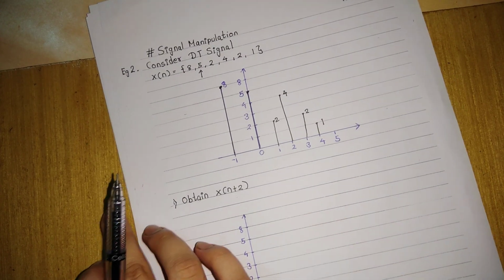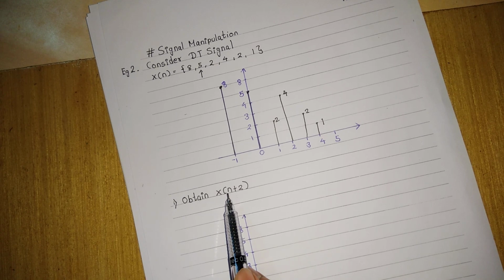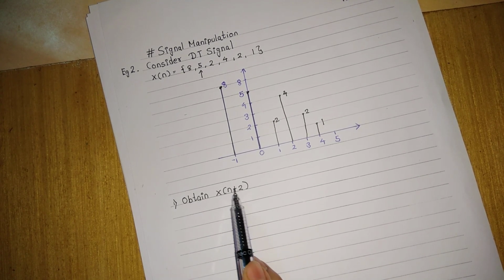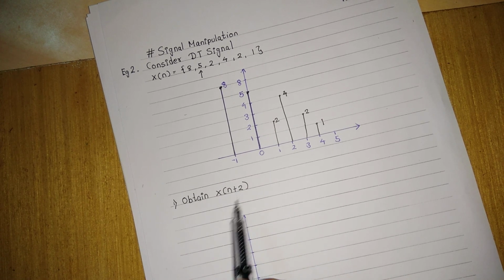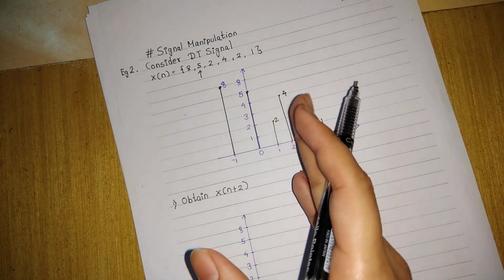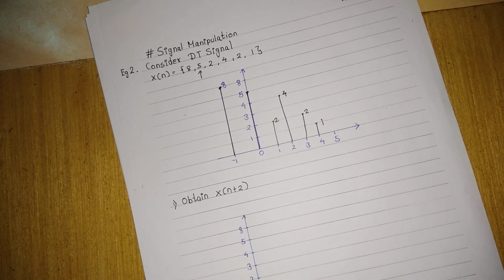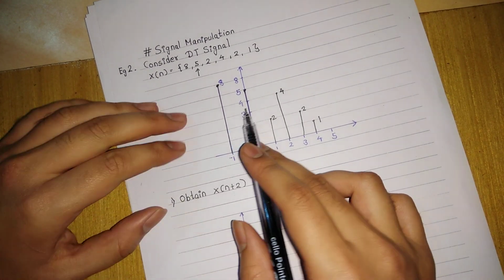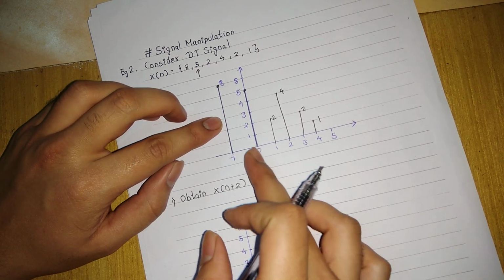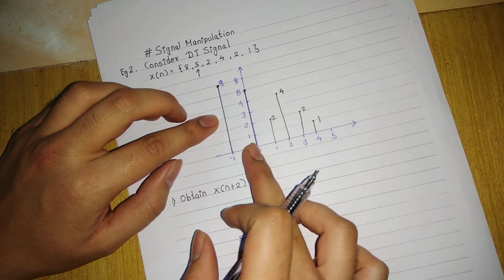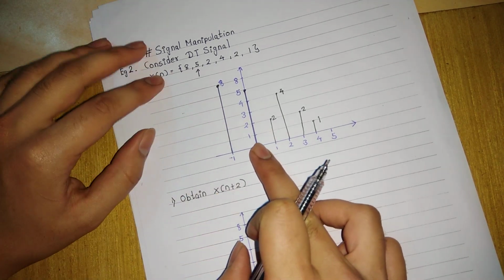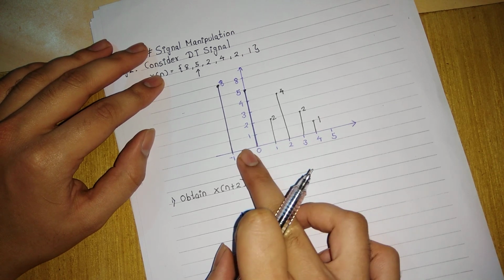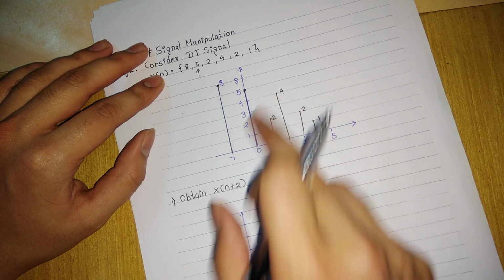So guys, in the previous video we have seen that for shifting, if it is x of n plus 2, plus means shifting to the left side by the given units. It is 2, so we are shifting the given DT signal to the left by 2 units. So let's shift this DT signal by 2 units. 5 will be shifted, so 2 will be coming to origin, and it will shift by one more unit since it is 2. So 4 will be coming, and 4 will be my new origin.